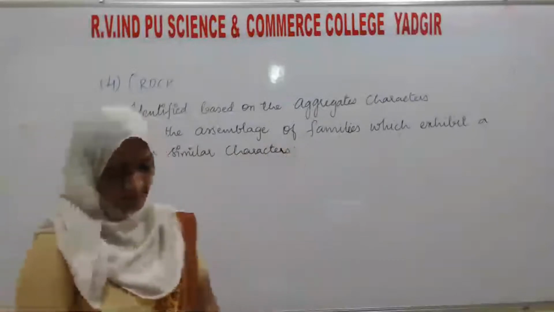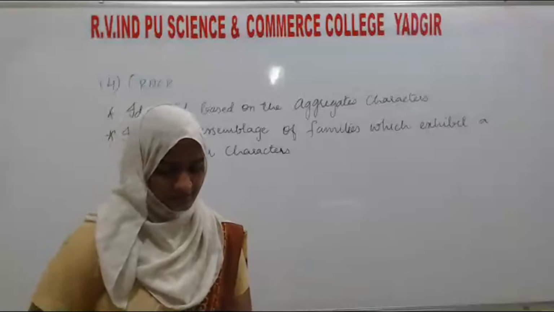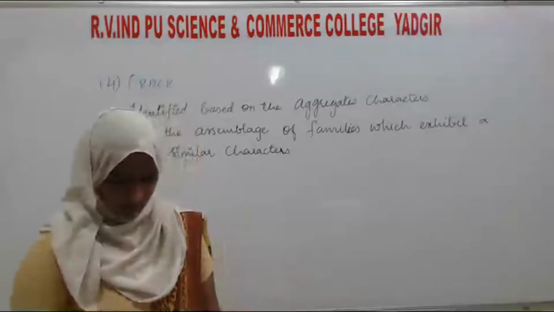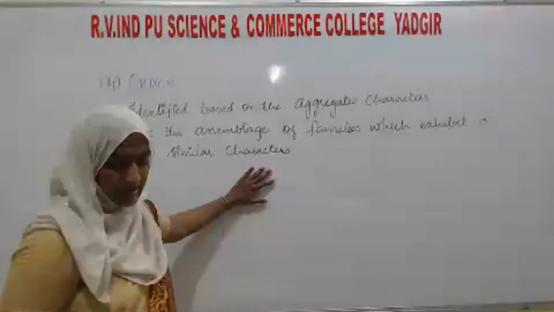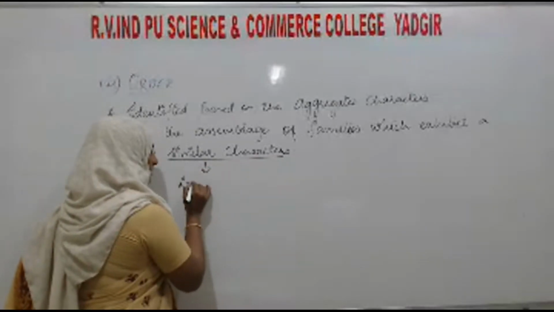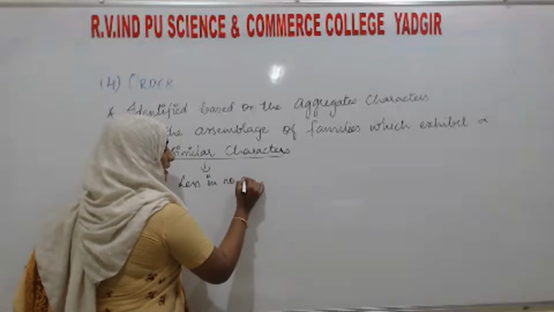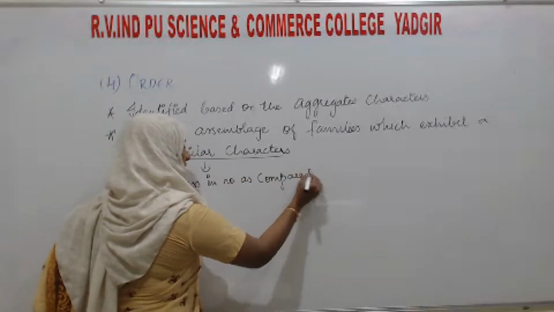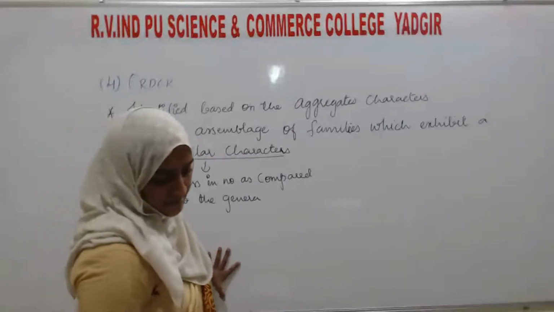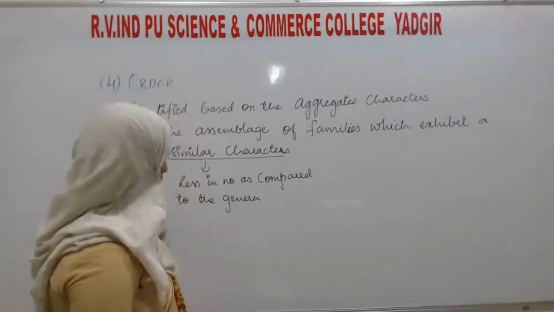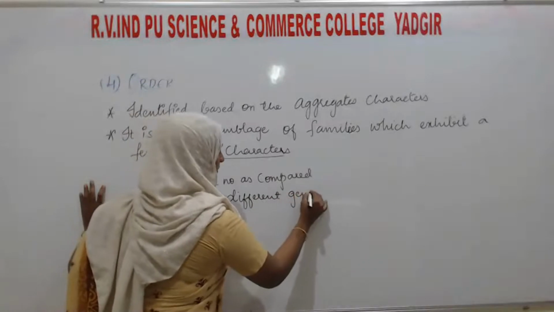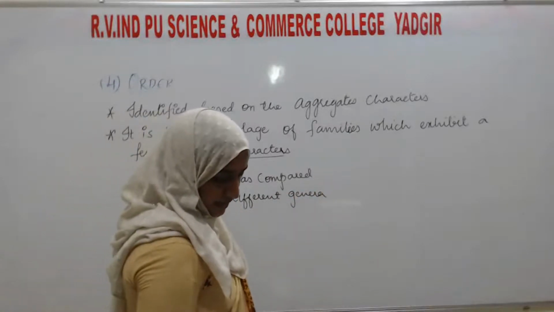Okay, so see here. The characters that are similar are less in number as compared to the similar characters of the different genera included in a family.